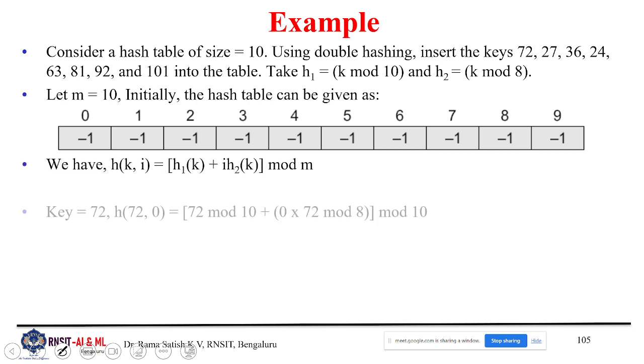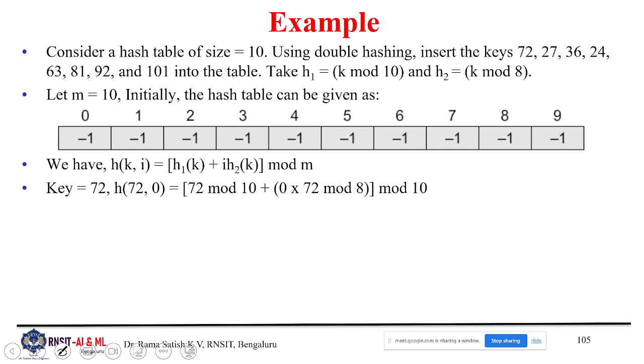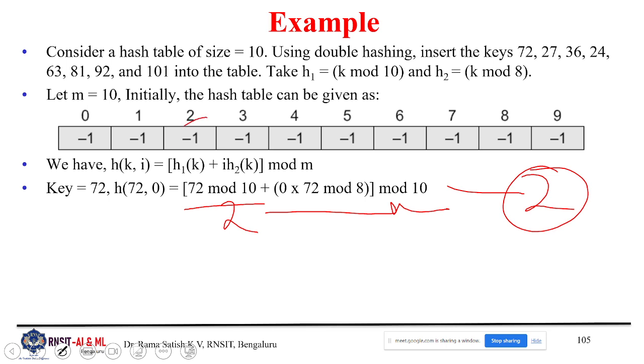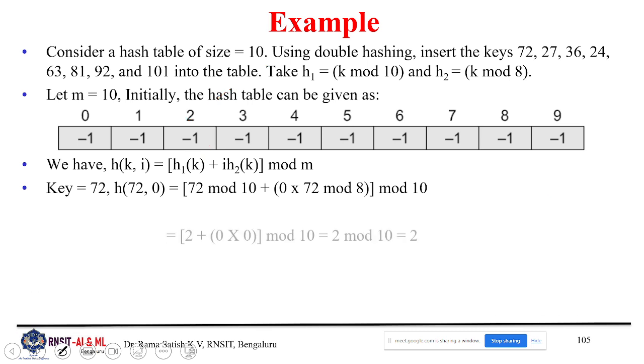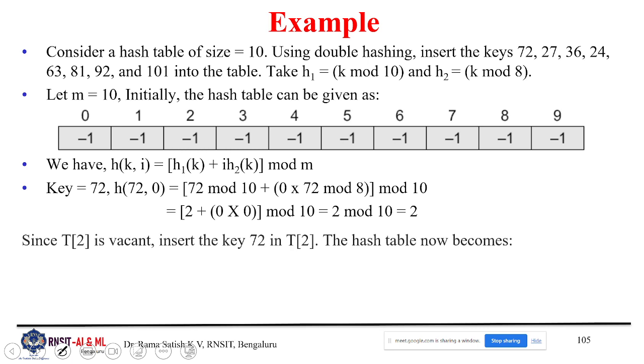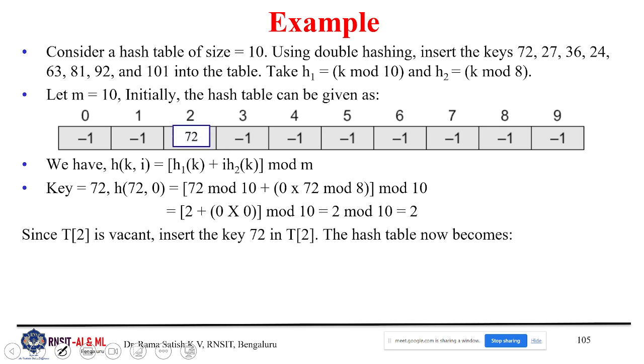Now we apply 72. Since it is the first element, you get 72 mod 10 plus 0, because the I value is 0, and 0 multiplied by anything is 0. So you get 2 here, 2 mod 10 is always 2. So the second position is available, and it will store 72 in its second position. It is done. 72 is stored.